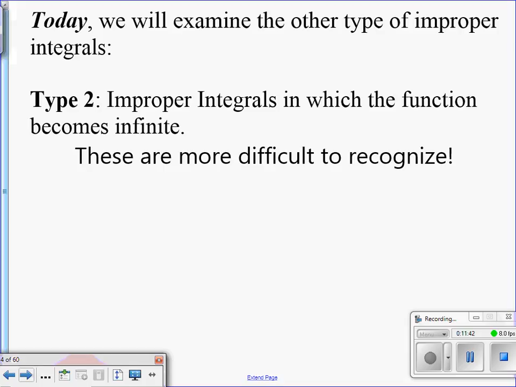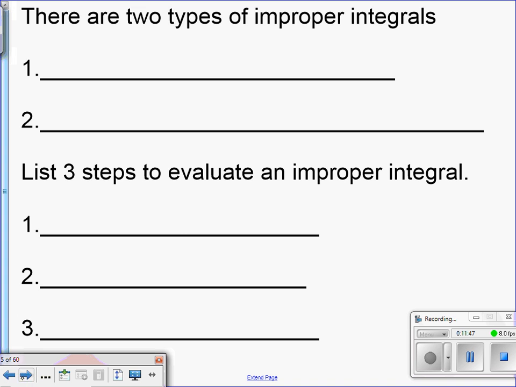Maybe I should do the homework problems first. Let's do homework problems, and then I'm going to talk about the second type of improper integrals.